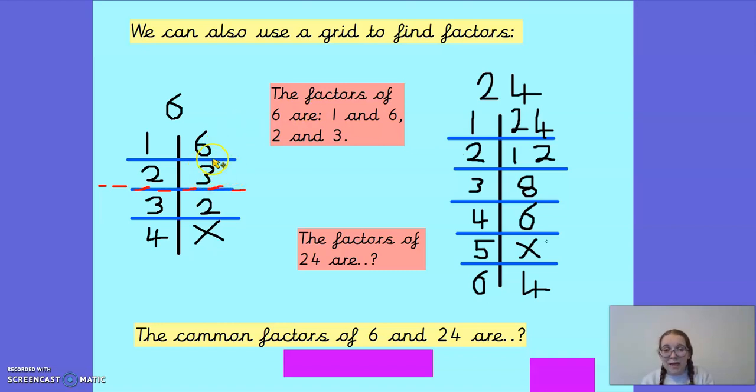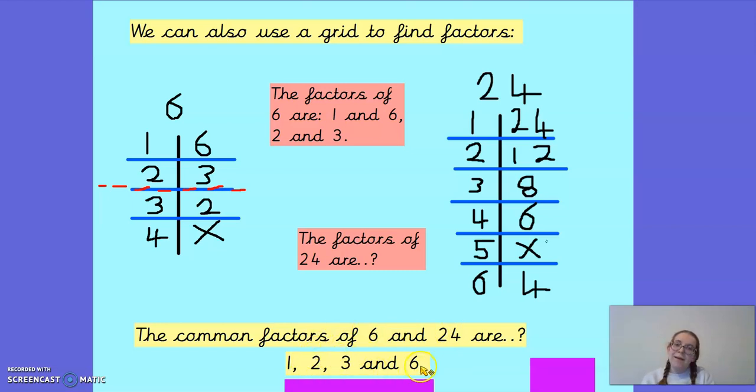I know that 3 is on both of them because 3 times 2 makes 6 and 3 times 8 makes 24. And I know that 6 is on both of them because 6 times 1 makes 6 and 6 times 4 makes 24. So my common factors of 6 and 24 are 1, 2, 3 and 6. And that is how we use the grid to help us keep track of our factors using our multiplication knowledge.